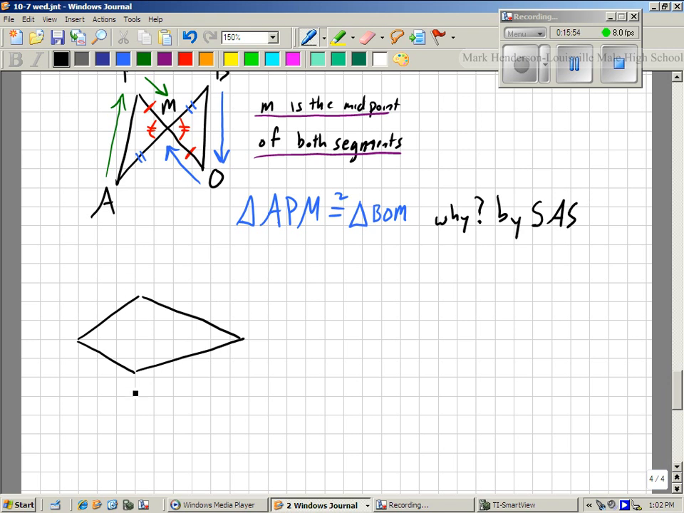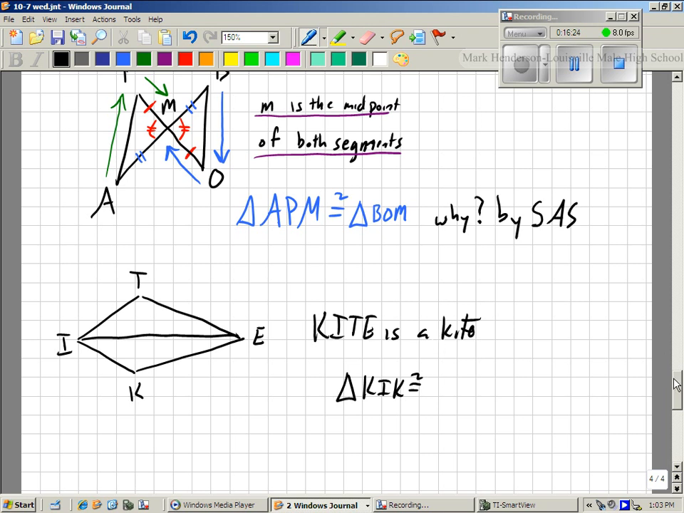All right, so here, I'm going to have a kite. It's going to have a line down through the middle of it. So, kite, oops, it's a little bit sloppy. It is a kite. Triangle KIE is congruent to what? Do that one on your own.